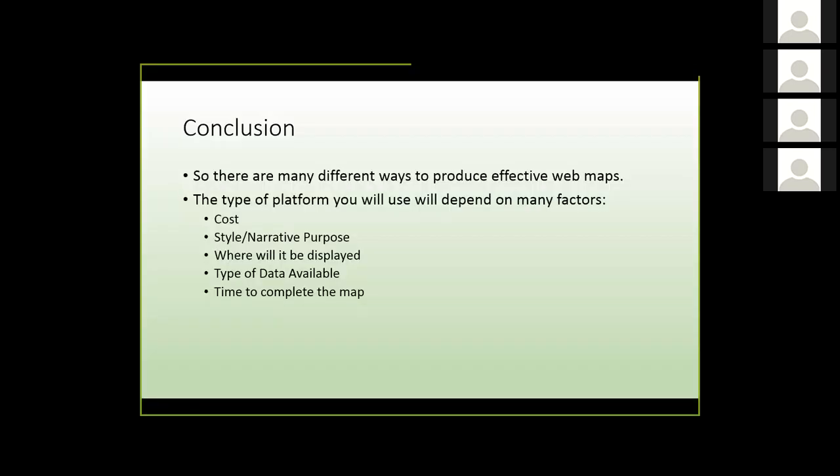And so, right, there's different ways to make an effective web map. This certainly isn't the most complete presentation for all the different things you can do or all the different platforms. But, you know, as you begin navigating web mapping, cost is oftentimes going to be a pretty big factor. The purpose of your map as well, right, so those go hand in hand a little bit on what options you'll choose, and then where it will be displayed, right?